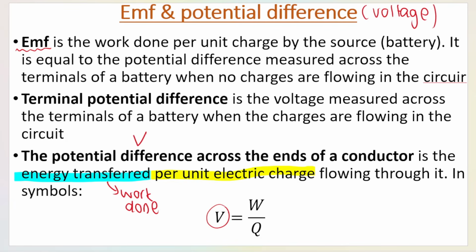There's V. Potential difference is equal to energy transferred. Remember, W is the same thing as energy transferred. It's work done or energy transferred. So it's equal to the energy transferred per, and when you see per, I want you to think of divide, per unit electric charge. And Q we know is charge. So again, look at the formula, look at the words, they match. So potential difference is equal to the energy transferred or the work done per, which means divide, unit electric charge. And it matches with our formula.